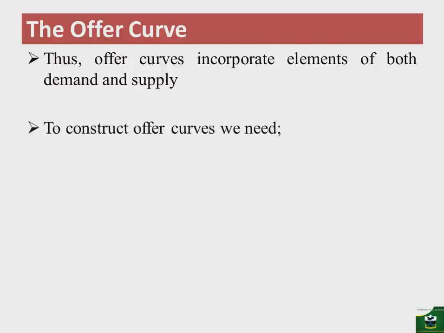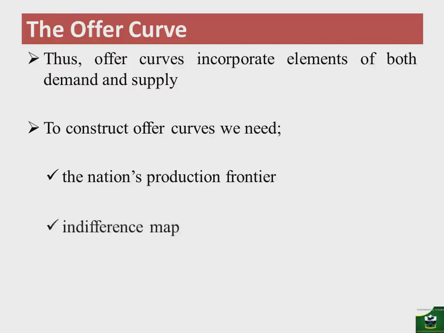To construct offer curves, therefore, we need three things. Number one is that the nation's production frontier must be defined, and we also need the indifference map for a given nation. So given the production frontier, the nation will have to choose, or rather locate itself on a higher indifference curve given the indifference map.